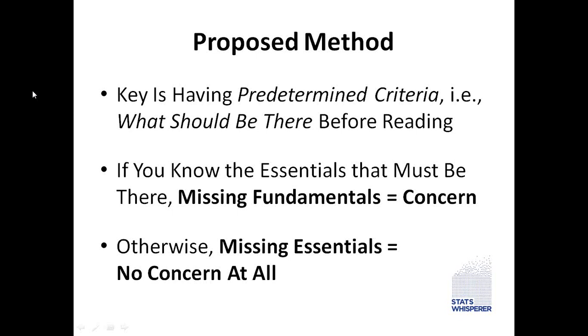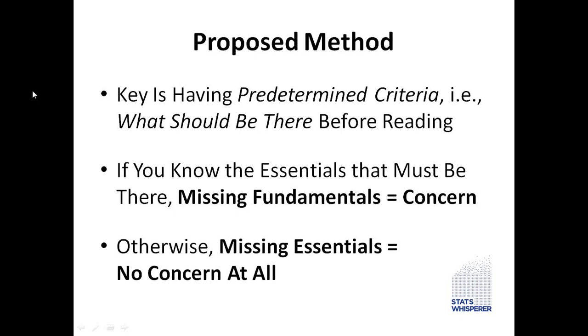So the key is having predetermined criteria. You need to know what should be in that quantitative research article before you even pick up the article. And if you can do that, then you're in a great place, right? So the same with that art show. If there's a painting of a bowl of fruit, the banana shouldn't be through the apple and things like that, right? So you know, before you even look at that research article, it should have A, B, and C. That's the key.